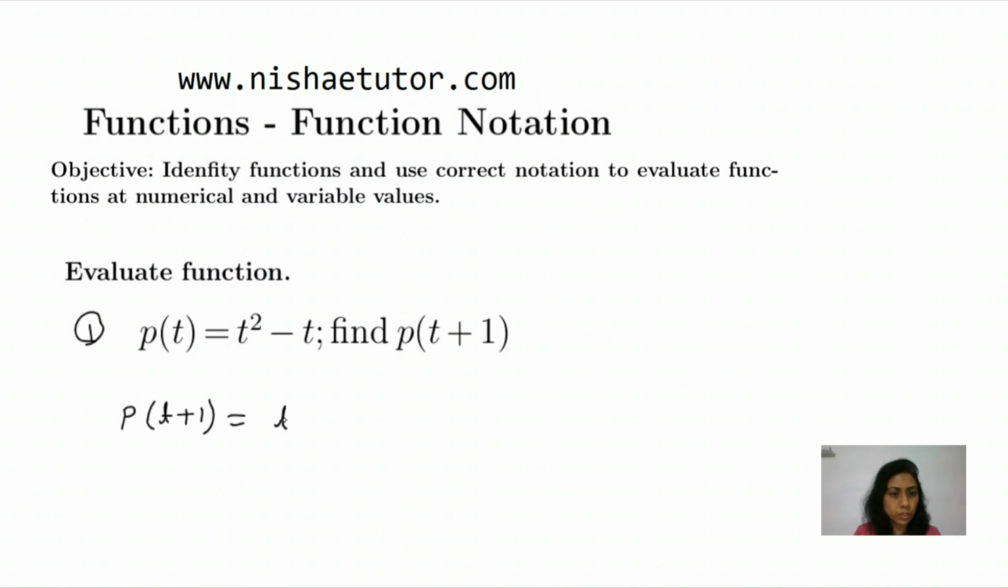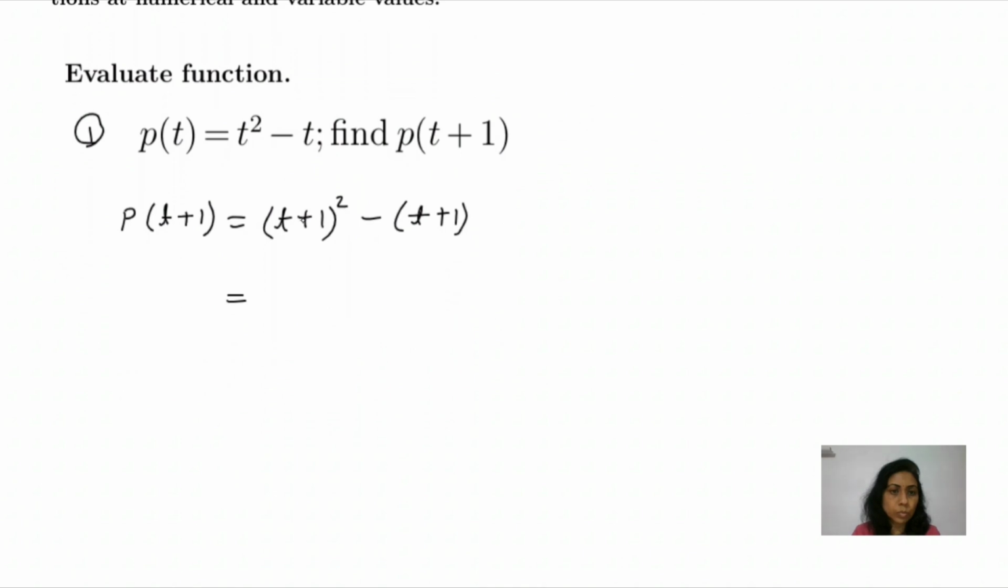So this is t², it means (t + 1)² minus t, and the value of t is t + 1. Here we can use the algebraic identity (a + b)². So (a + b)² is a² + 2ab + b². So here t² + 2 times t times 1, which is 2t, plus 1² is 1, and here this minus is multiplied with this parenthesis, so minus t minus 1.